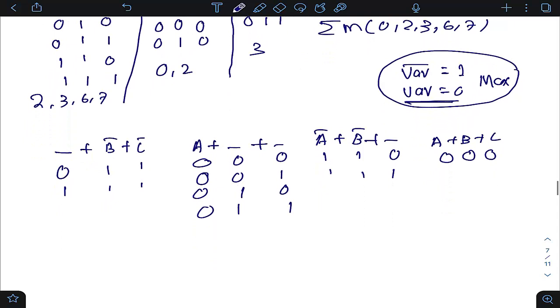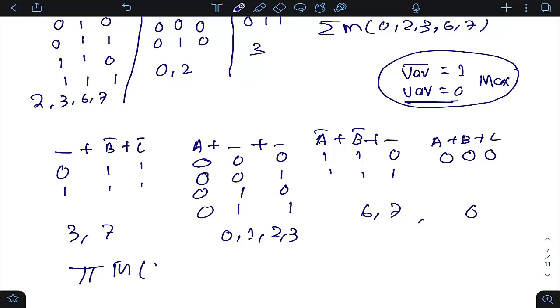Now you find the decimal equivalent of this. So you get 3, you get 7, you get 0, 1, 2, 3. Here you get 6, 7, and here you get 0. But remember, the answer you are getting is in the max term form, because the question was in the POS format. If it is SOP, you get min terms. If it is POS, you get max terms. So max terms are 0, 1, 2, 3, then 6, 7. These are the max terms.